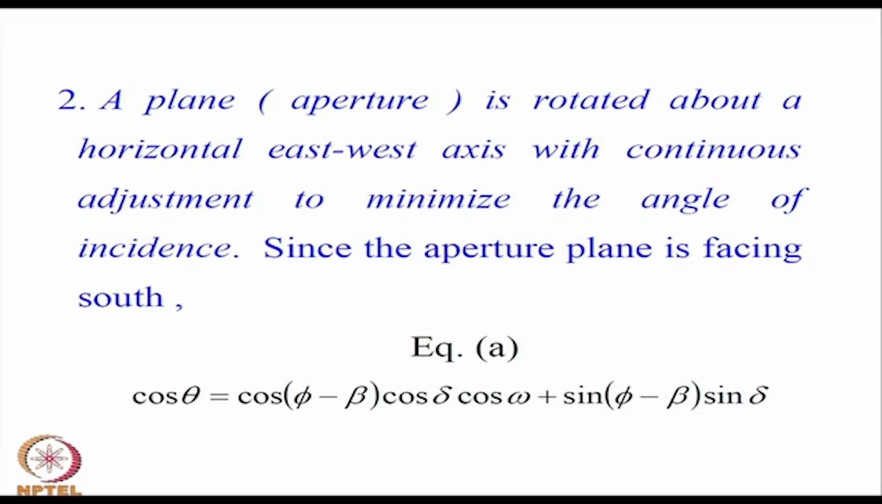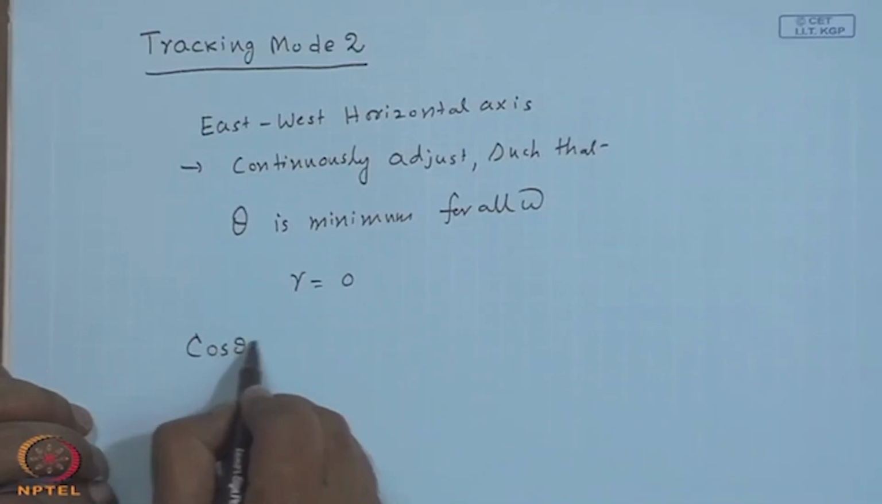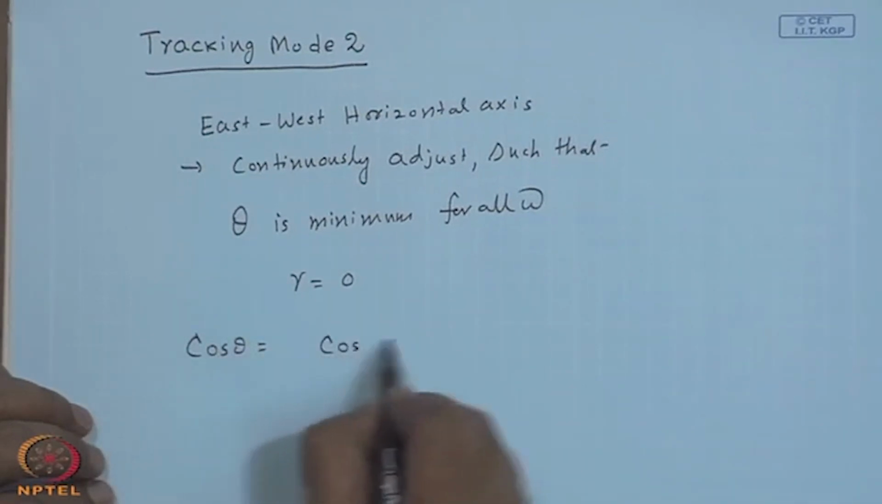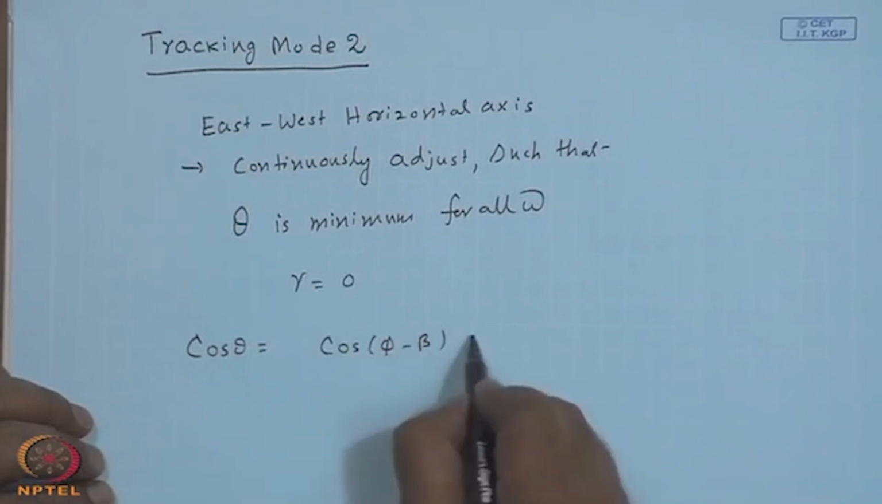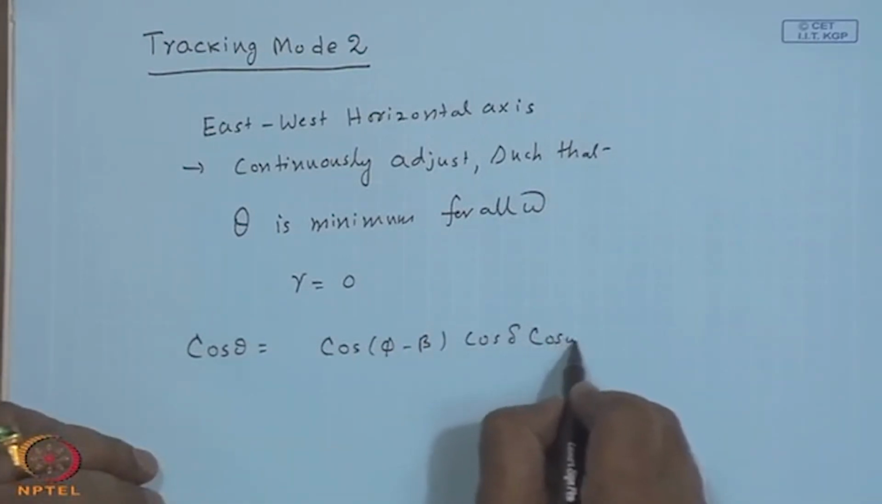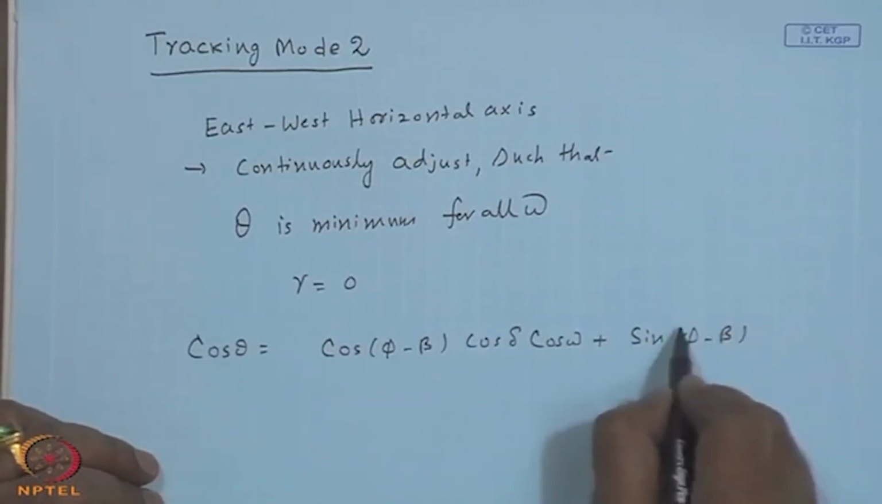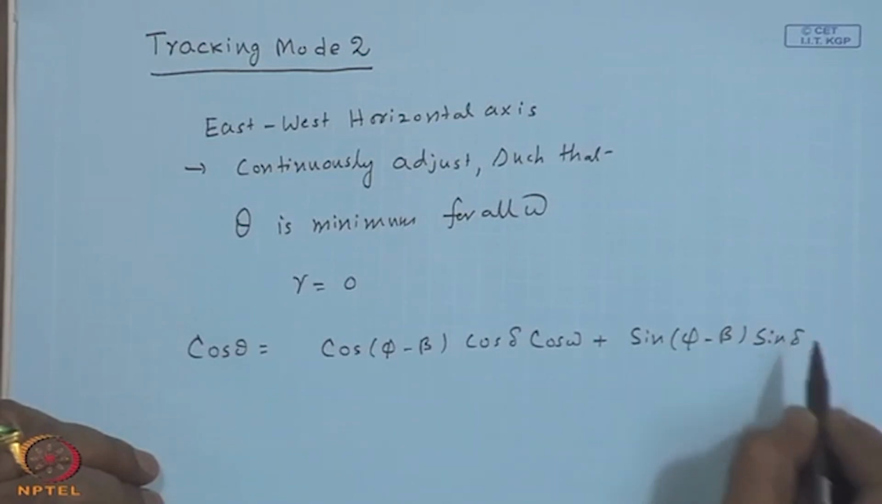So, that is what is written here. A plane is rotated about a horizontal east-west axis with continuous adjustment to minimize the angle of incidence. Since the aperture plane is facing south, again gamma is 0. My cos theta is given by the same expression: cos(phi minus beta) cos delta cos omega plus sin(phi minus beta) sin delta.